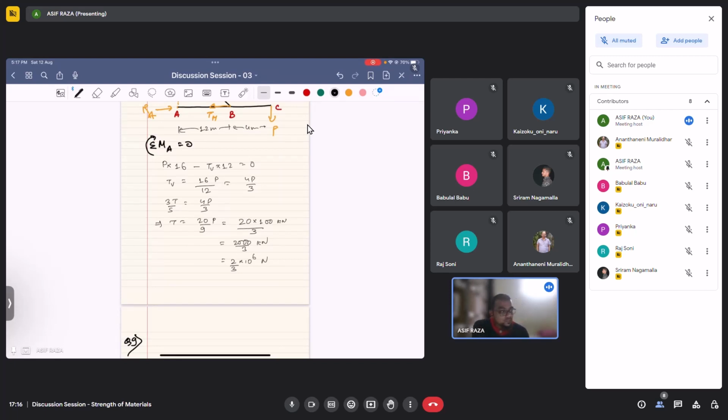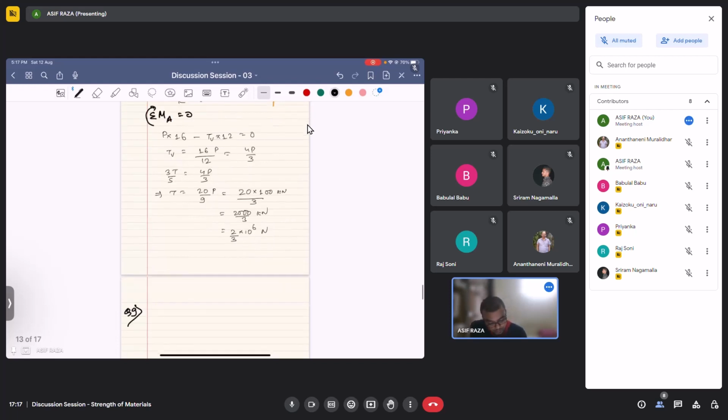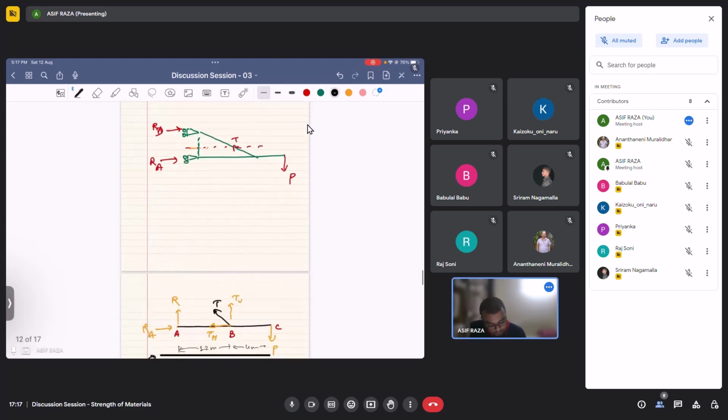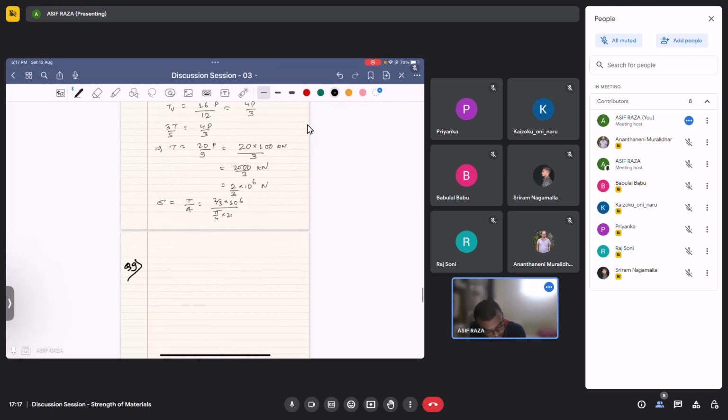Now, let us find the stress. Let us find the stress, and that would be equal to T upon A, that is 2 by 3 into 10 power 6 over pi by 4 d square. D was given as 20, square, that would be equal to, so 2 divided by 3 into 4 divided by 5 divided by 4.